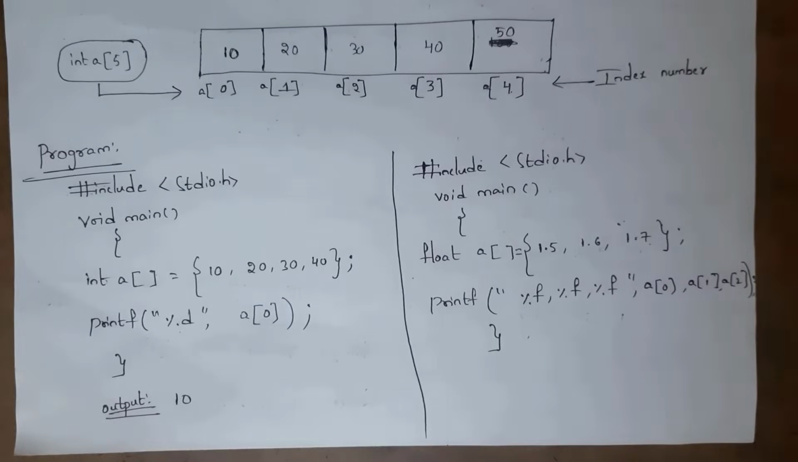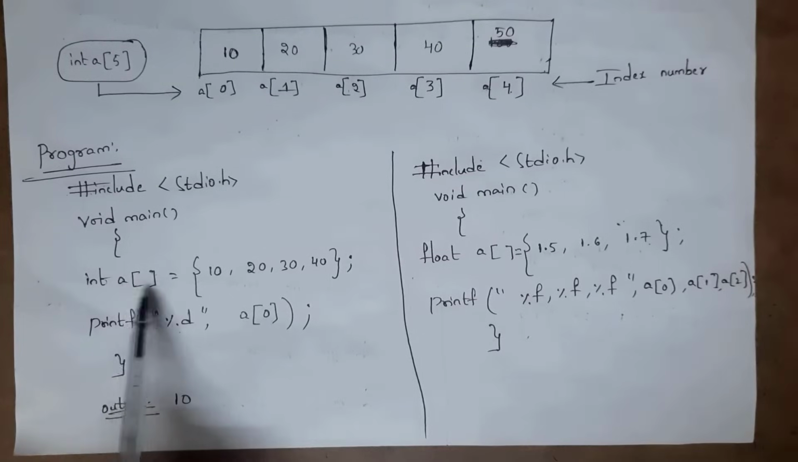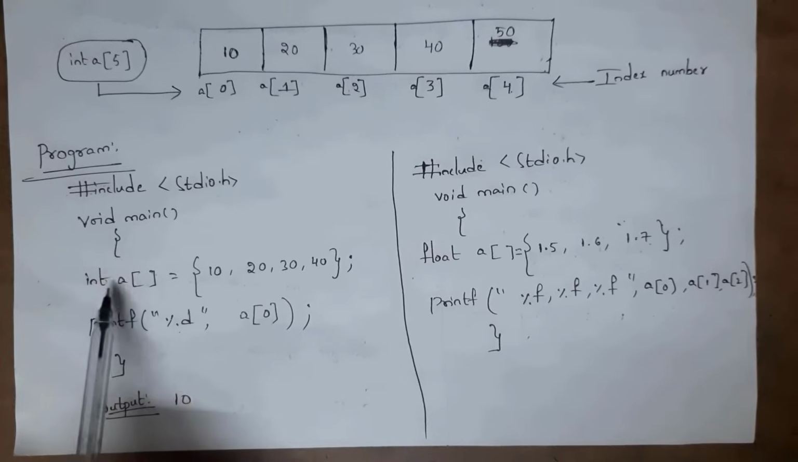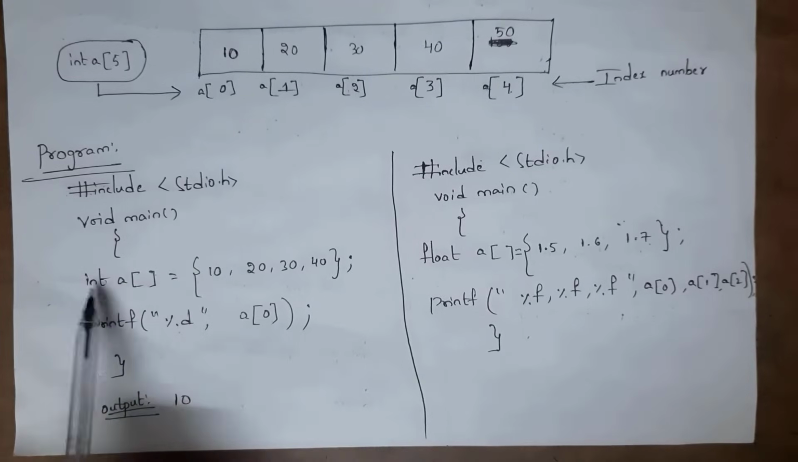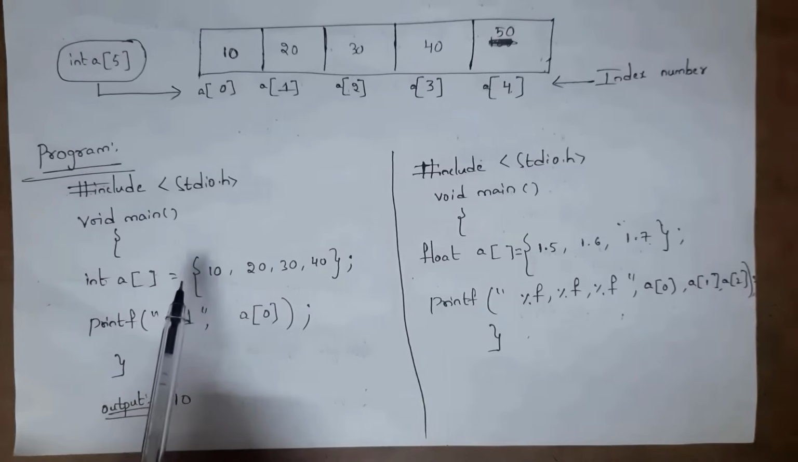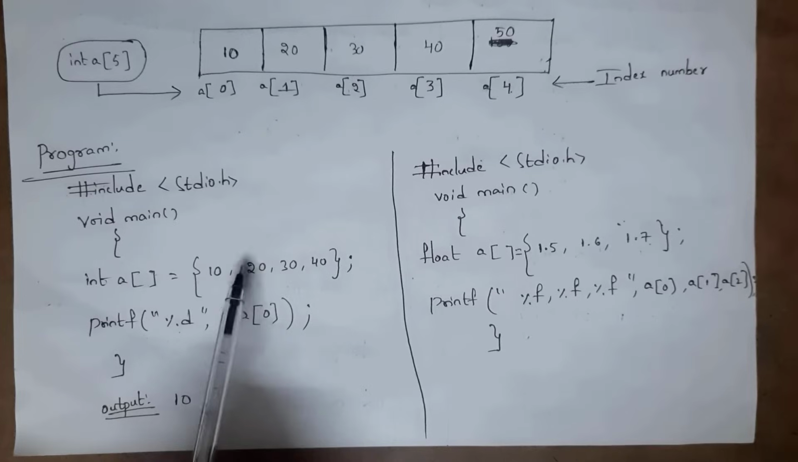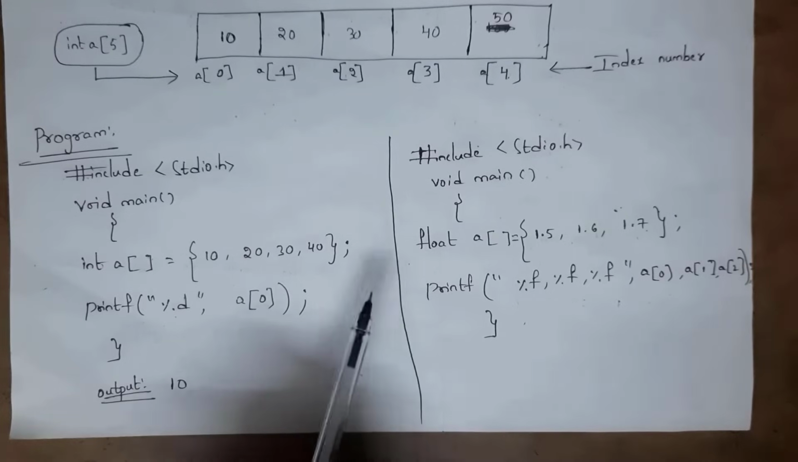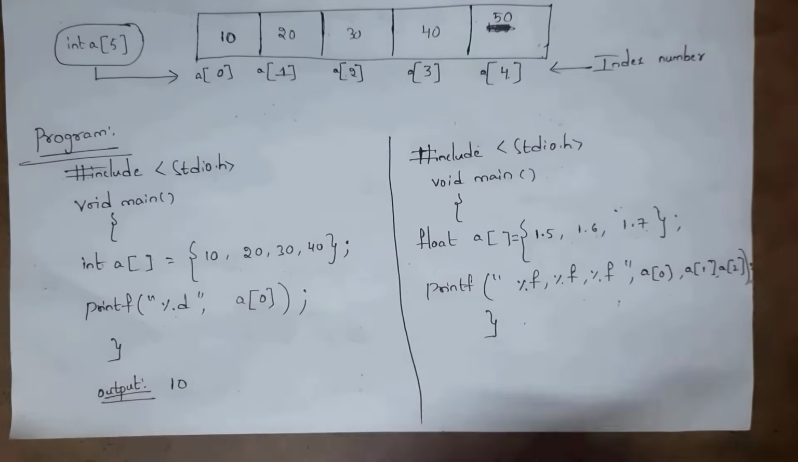This is a simple program of how to access elements in an array. Here I took int a. This square bracket represents an array. Here I took integer because I want to declare integer values, so I took data type as int. Int a, square brackets open and close, is equal to, I gave values as 10, 20, 30, 40. All are integer values. You need to include values inside curly brackets, otherwise it will display an error message, and close the statement with a semicolon.